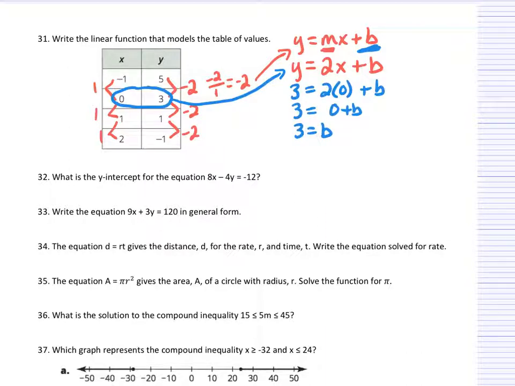So now I have my slope of -2. I have the slope of -2 and my y-intercept of 3. I can get my equation of y equals -2x plus 3.